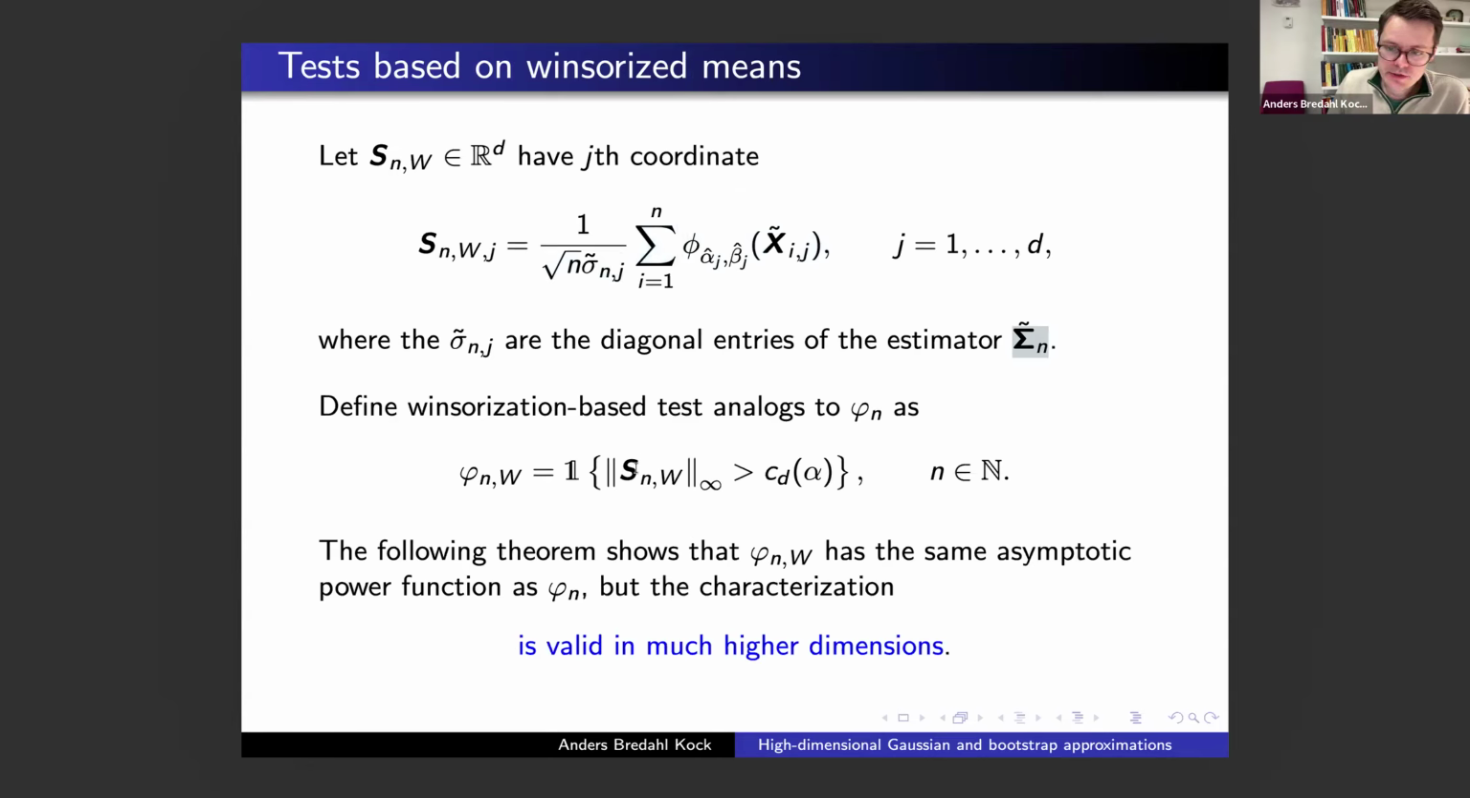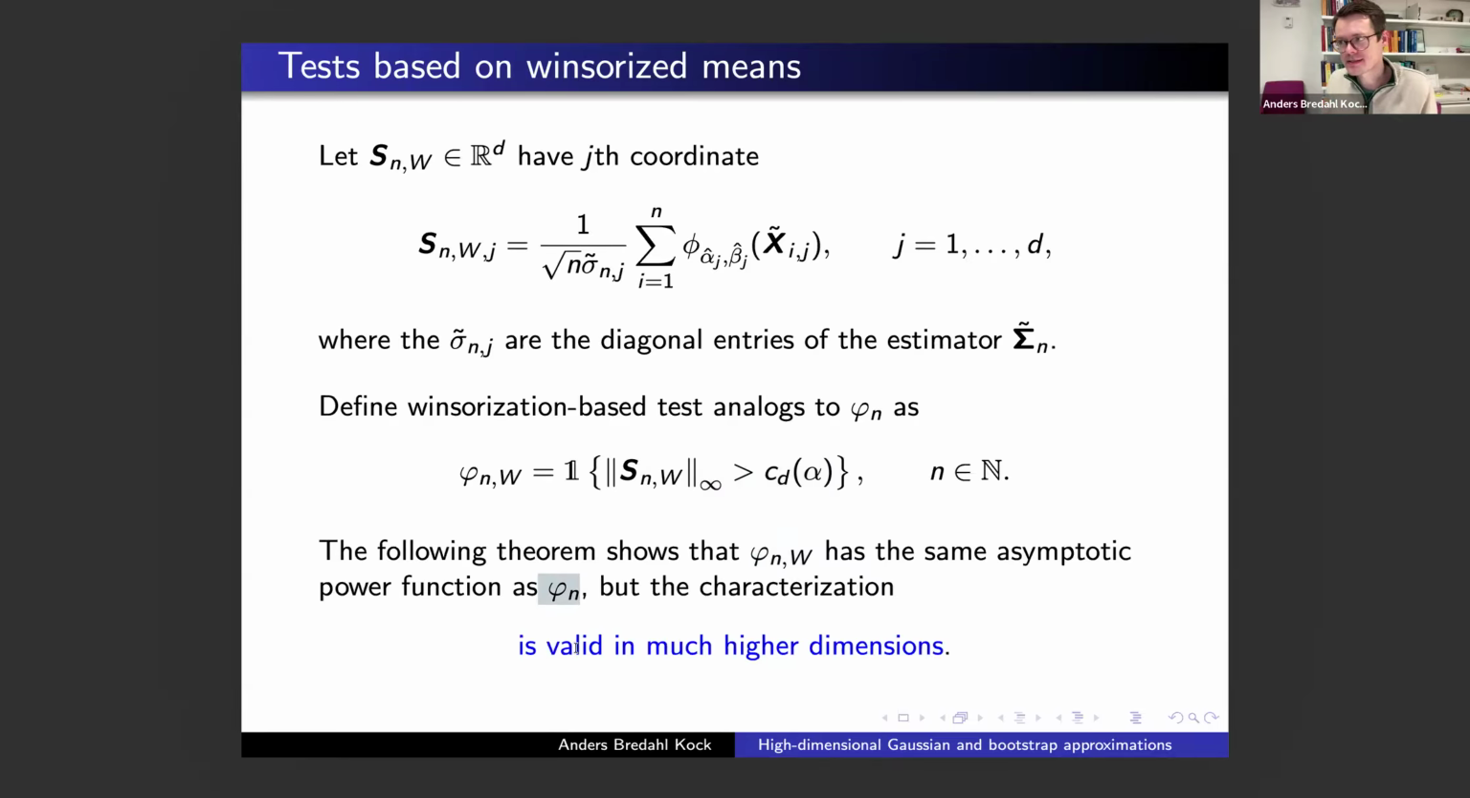Then instead of taking a supremum of plain sums, I can take a supremum of winsorized sums, but I take the same critical values here. Now the next theorem will show that this sequence of tests phi n w has the same asymptotic power function as phi n, but the characterization remains valid in much higher dimensions, okay?